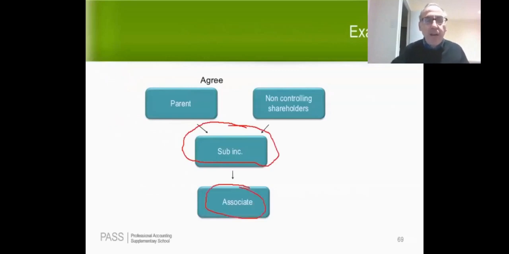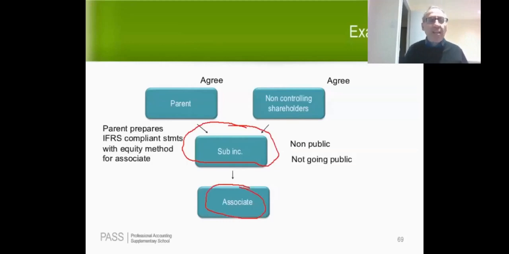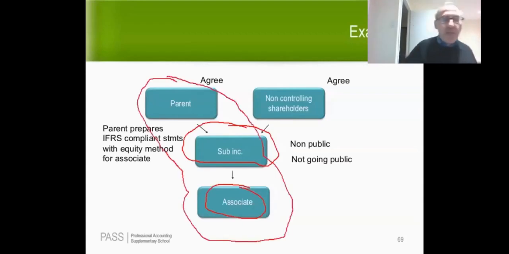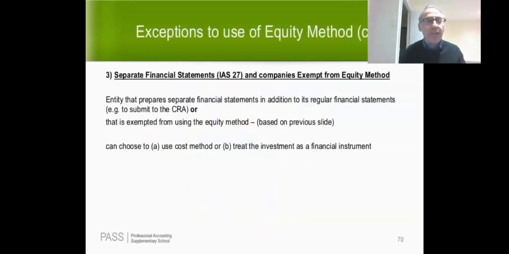The answer is parent and non-controlling shareholders would have to agree that Sub Inc., when they do their own statements, will not use the equity method for the associate. Sub Inc. cannot be public or going public. And at the parent level, the parent has to produce consolidated statements in which they consolidate Sub Inc., and Sub Inc. uses the equity method for the associate. Assuming these conditions are met, when Sub Inc. does their own financial statements, they would be allowed to not use the equity method.